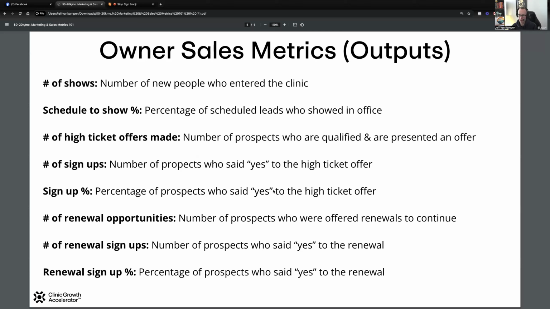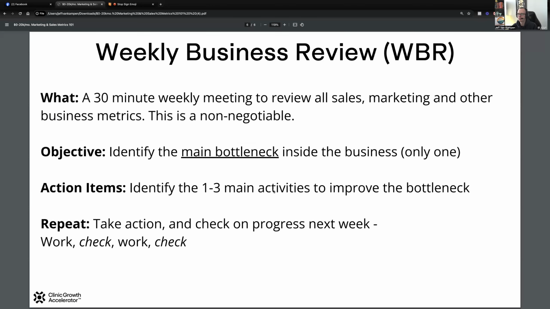Number of signups, that number of people who said yes to the high ticket offer. Sign up percentage, which is the percentage of people that said yes. If we pitch 8 and 4 say yes, 50% conversion. Number of renewal opportunities. So patients that are transitioning from their initial 2, 3, maybe 4-month care into the monthly maintenance. We want to track the number of renewal opportunities on the calendar every week, and then number of patients that did in fact convert on the renewal. Then we want to know the renewal sign up percentage, the percentage of people that said yes to the renewal as well. So those are good metrics to track as far as outputs.